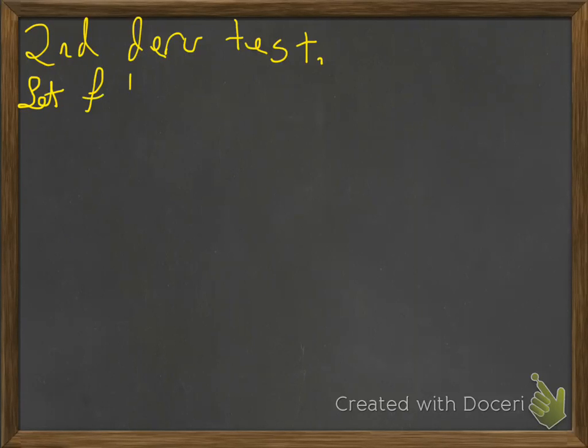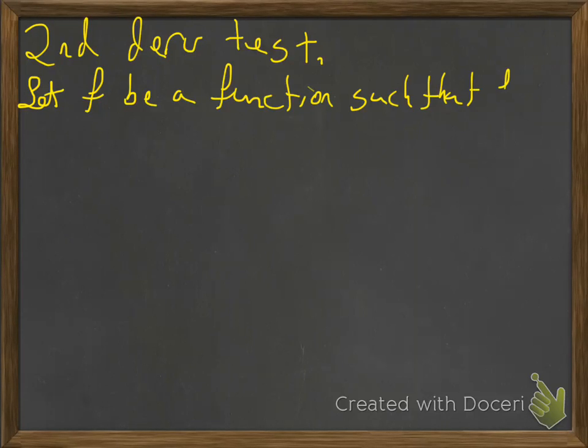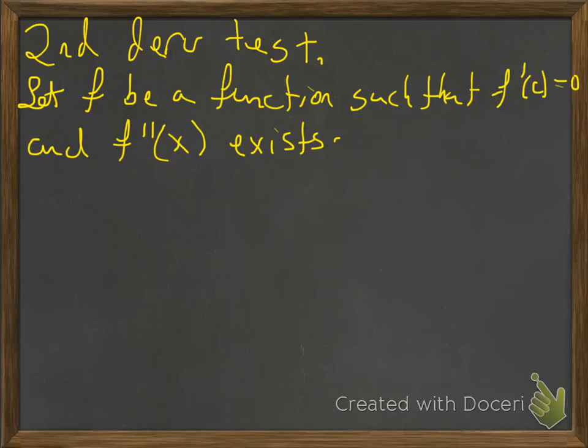So the requirements: we let f be a function that's twice differentiable, such that f prime of c is equal to 0, and here's the twice differentiability, f double prime of x exists. So the first thing we need is f prime of c to equal 0. When f prime of c equals 0, that means we have a horizontal tangent at c, and a lot of times we're going to have a min or a max there.